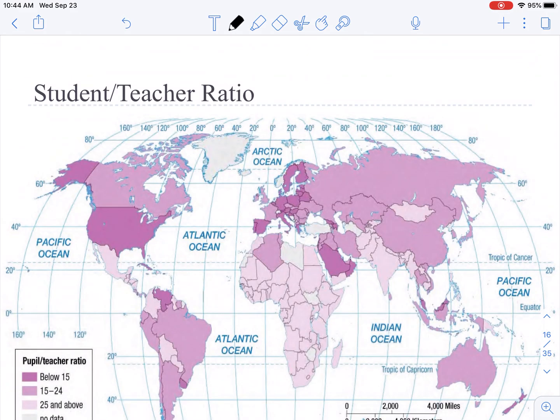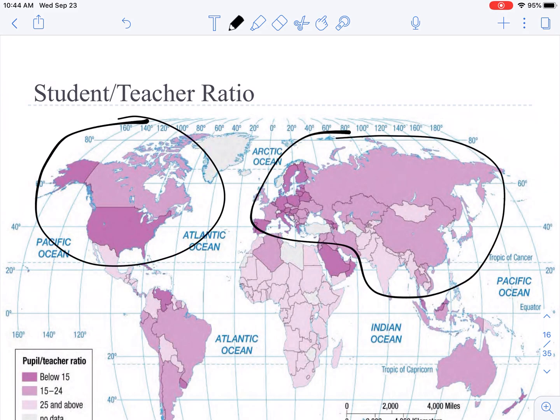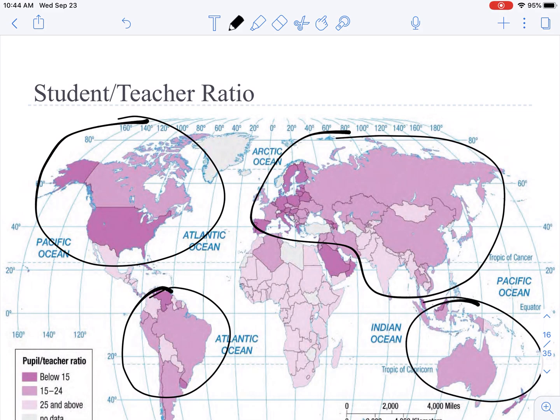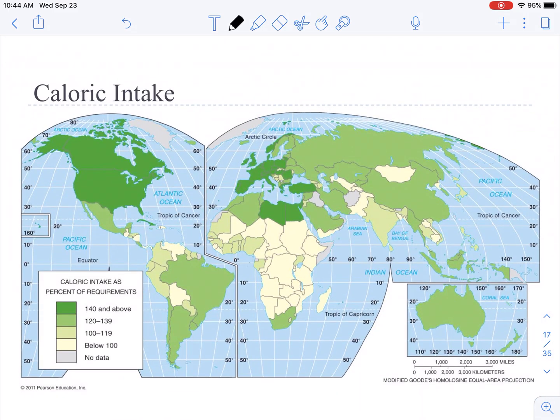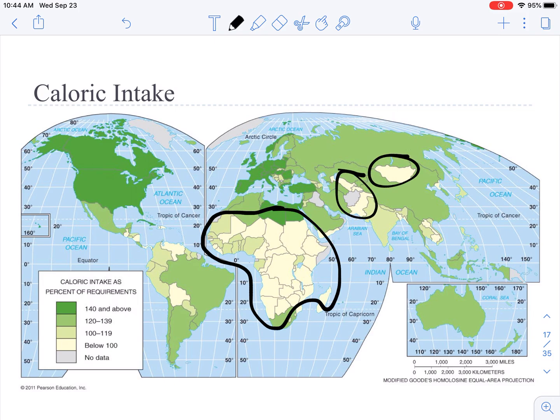The student-teacher ratio, when you have more teachers per student, that indicates an emphasis on education and a higher level of development, and you'll find that in NICs and MDCs. Caloric intake is showing the accessibility to food and the ability to create food. Instead of pointing out the MDCs, I will point out the LDCs in this case. So food is an important component to a country's development, and so these parts of the world are going to be lagging behind in development.